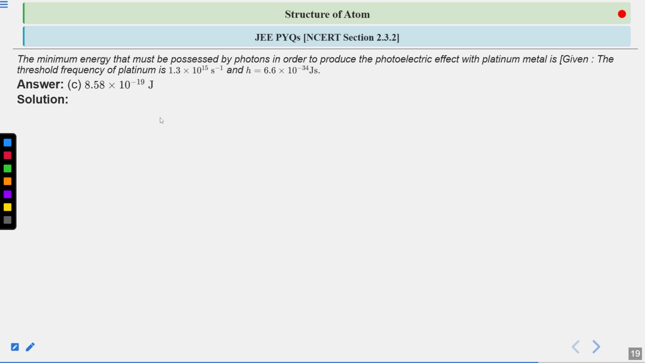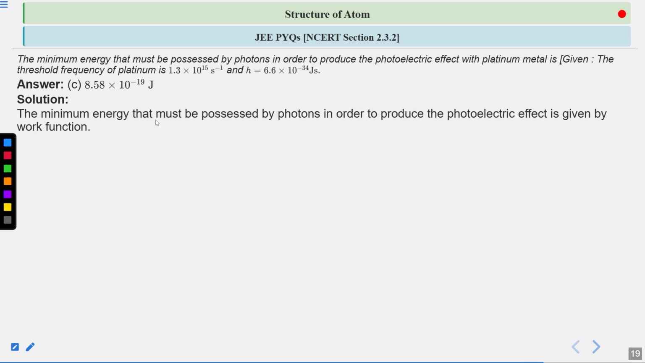Now let us see how we can solve it. What is the minimum energy that is required to abstract the electron using a photon? That is equal to the work function, and the work function is already given in terms of nu naught. Just put the values h into nu naught and you will get your correct answer. So it will be equal to 8.58 into 10 to the power minus 19 joule. I guess it's a very easy one. Remember, always treat the work function as the energy required to pull the electron from the metal surface.